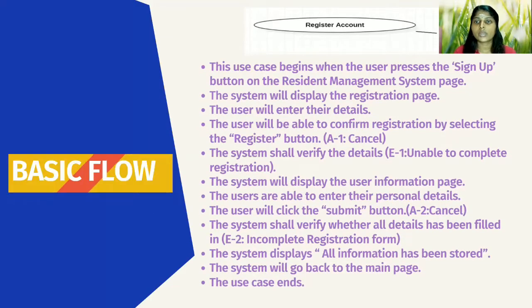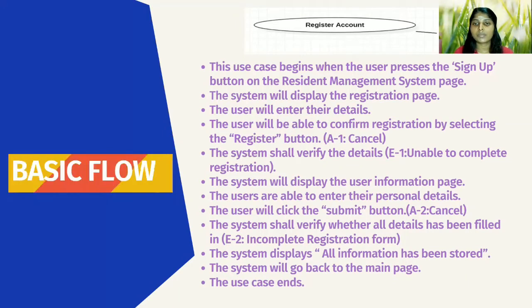This use case begins when the user presses the sign up button on the resident management system page. The system will display the registration page, and then the user will enter their details such as username, password, and confirm password, and will be able to confirm registration by selecting the register button. Alternative flow 1 is cancel. The system should verify the details, and the exceptional flow is unable to complete registration.